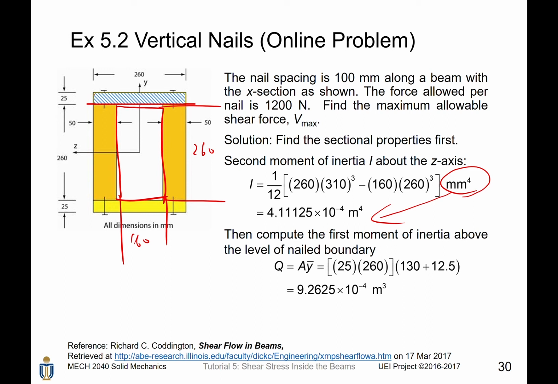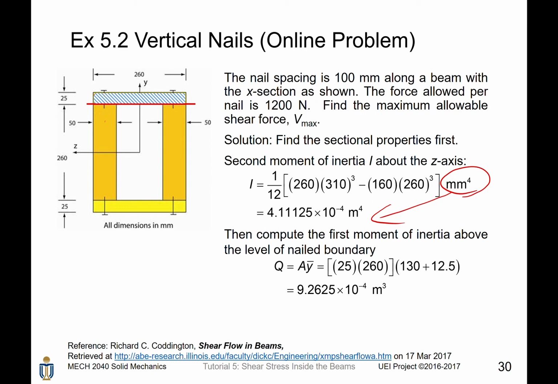Then we need to compute the first moment of area above the level of the nailed boundary. So remember, we nailed this beam because we want to fix those two pieces together, right? So the major source of shear force exerted on the nail will be at the boundary, because for the nail section inside the material, the force is evenly distributed, as in tutorial 1 we also talked about the bearing stress. So it is not that large, but for the shear force acting on this nail on the boundary, it could be large and it will cause damage to the nail.